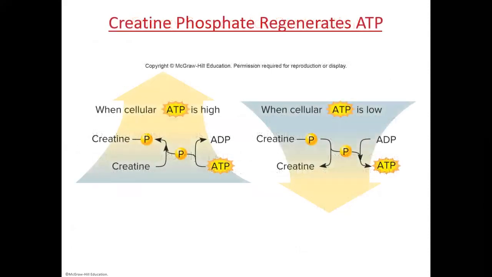And so here's the diagram. If ATP is in high amounts in the cell, then ATP will be used to make creatine phosphate. But if ATP becomes too low, then the creatine phosphate will be used to make ATP. So it's a cycle, it goes back and forth.